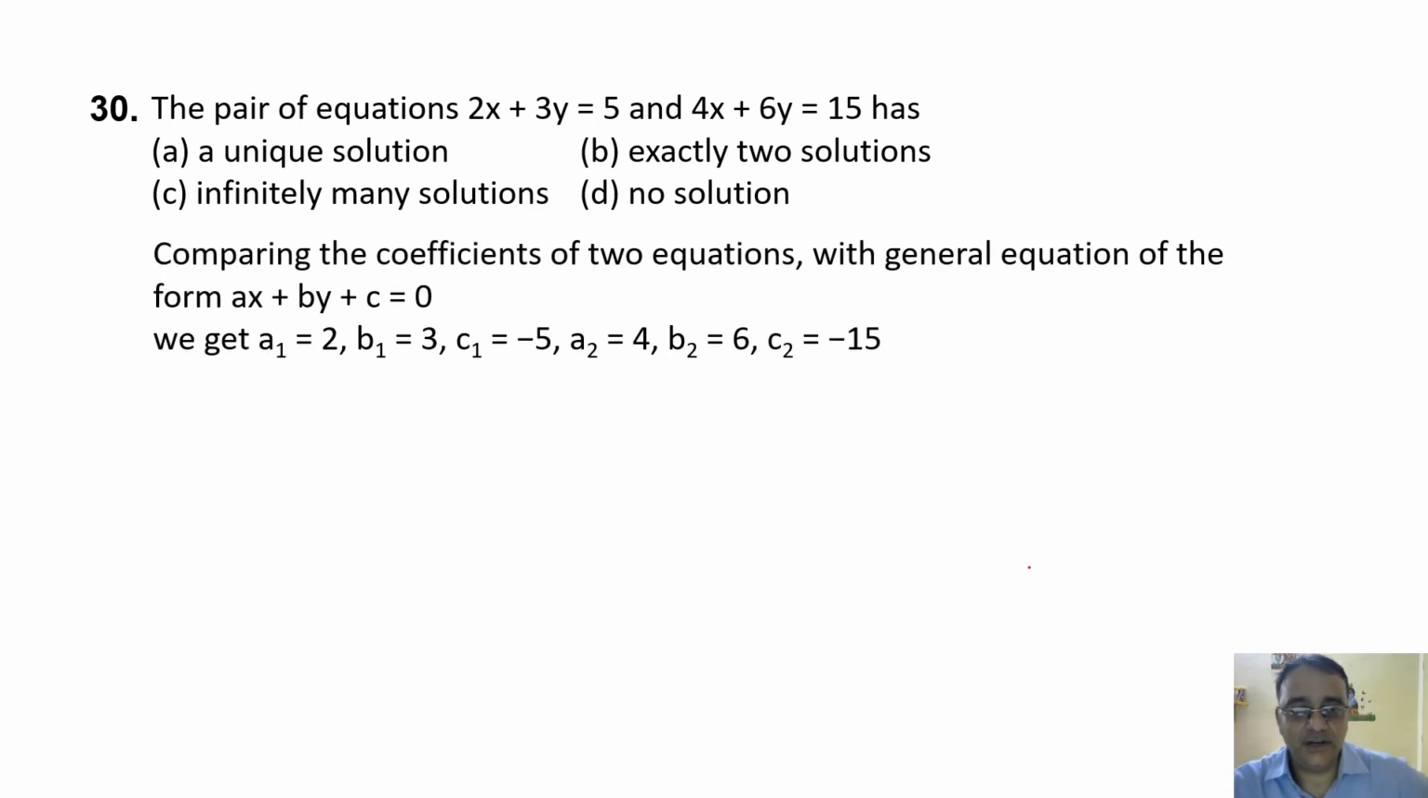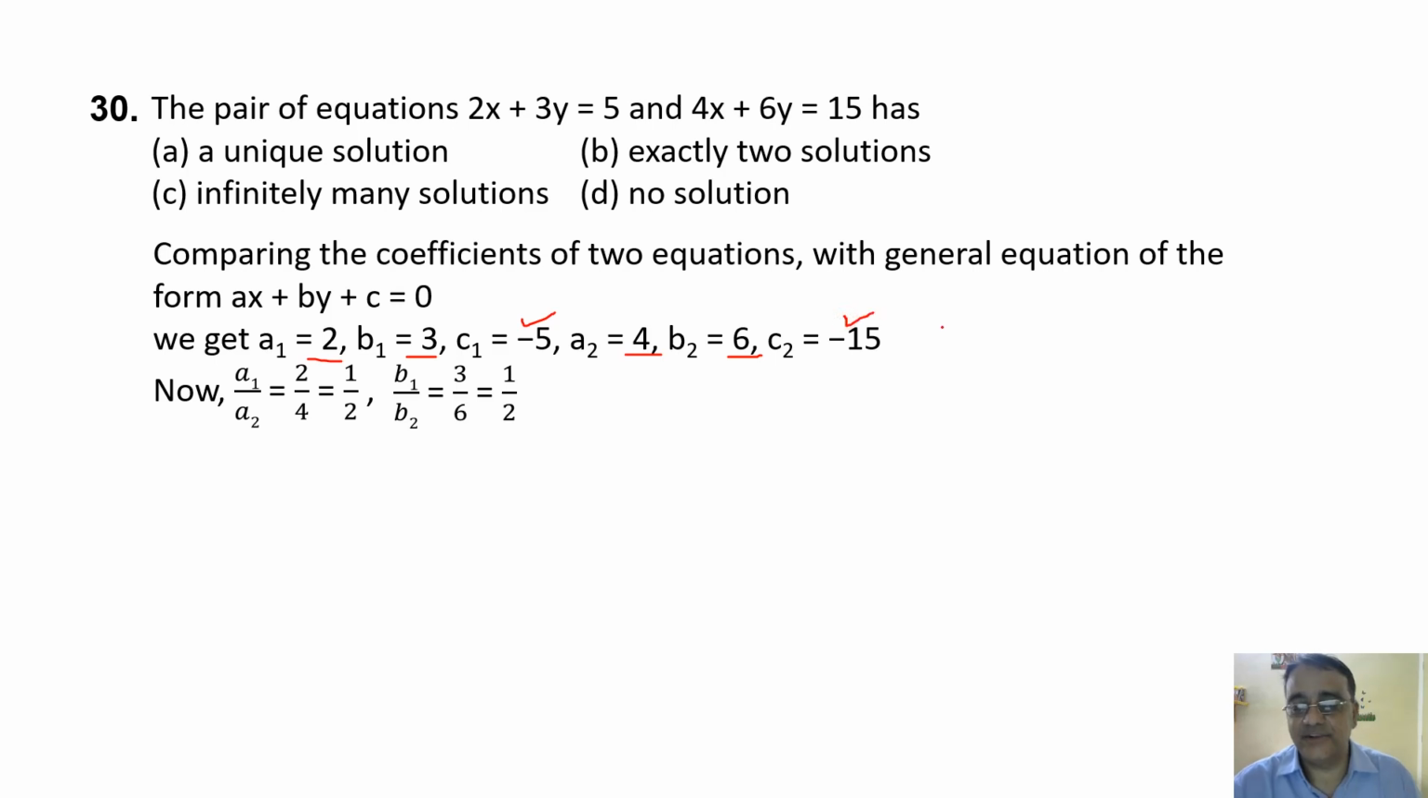So we got this one. Now we are going to find a1 upon a2. So what is a1 upon a2? 2 upon 4, 2 by 4, that is 1 by 2. And what is b1 upon b2? 3 upon 6, that is also 1 by 2. And the last one, minus 5 by minus 15, that will be 1 by 3.